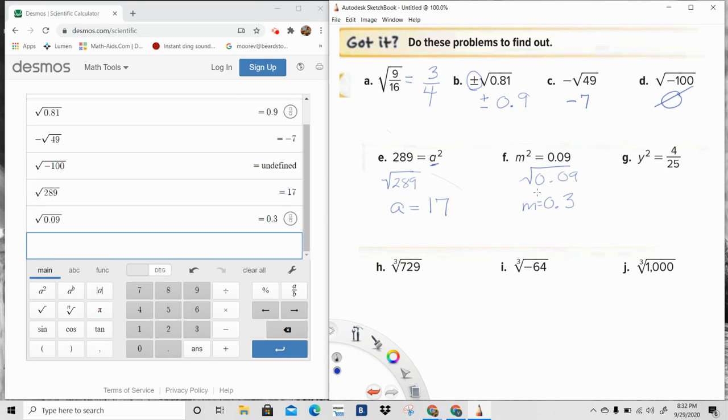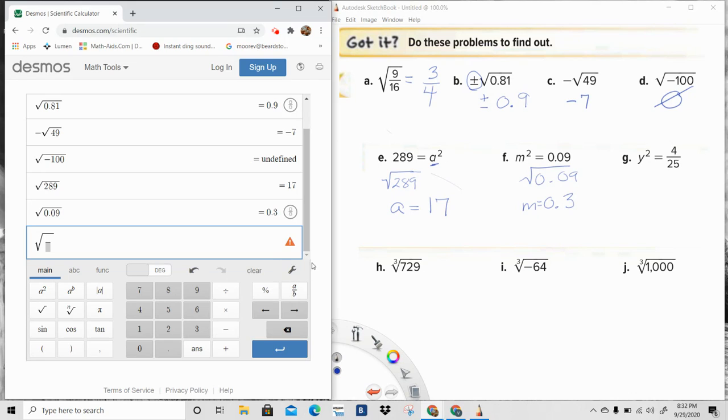So again, if you really want to, we can use our fraction button and we can put it under the radical sign. So let's come over here. We'll type in our radical sign and our fraction button, and we'll type in 4 on the top and 25 on the bottom. And again, it gives us our answer as a decimal point.